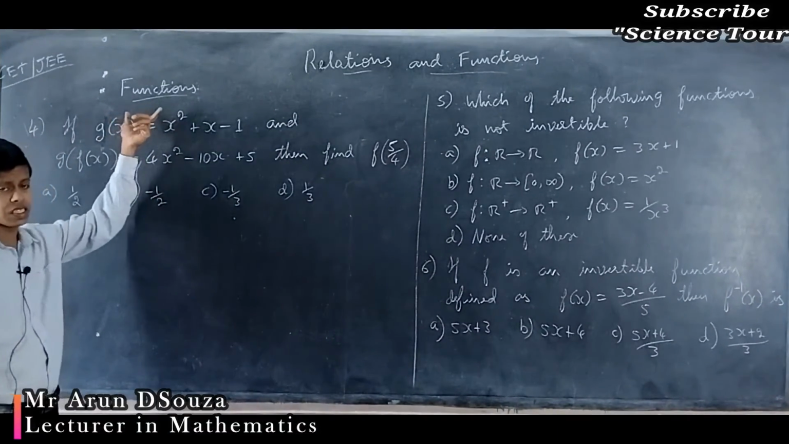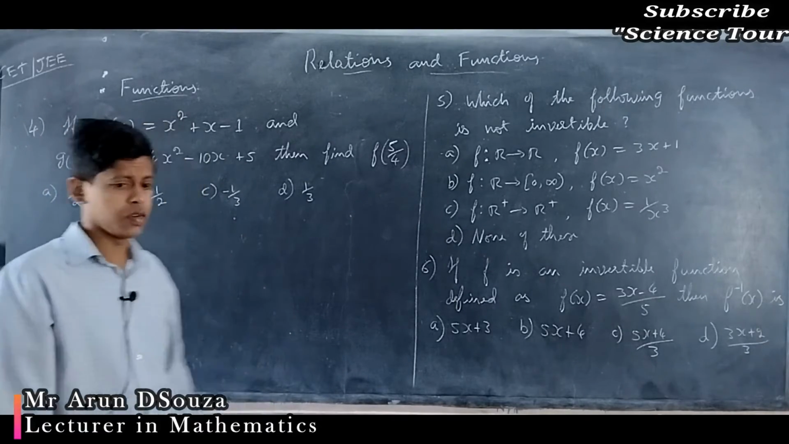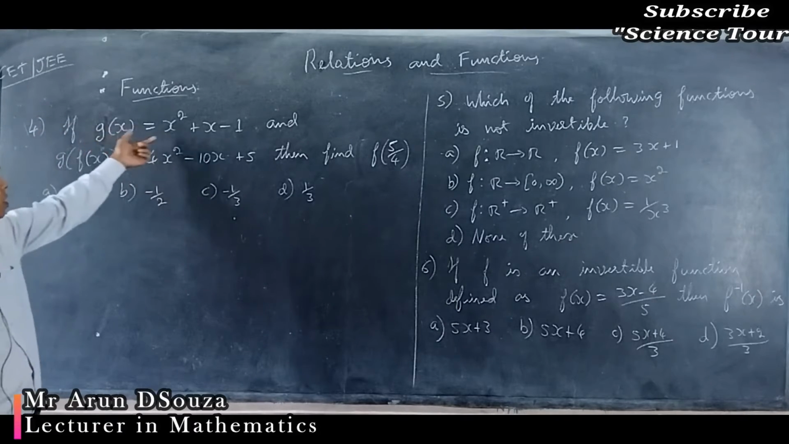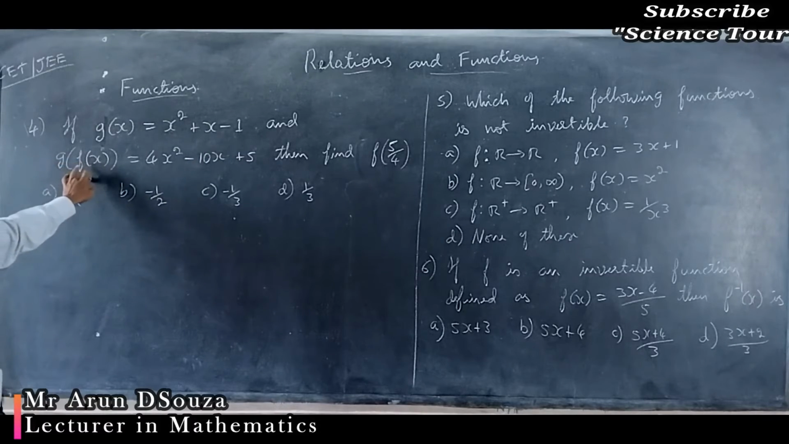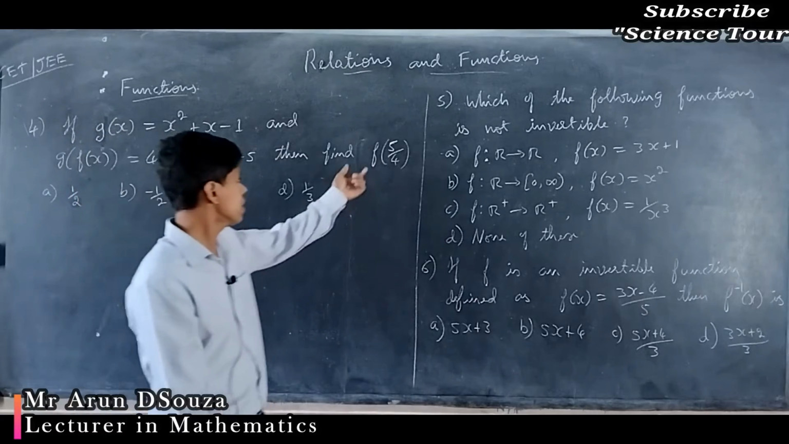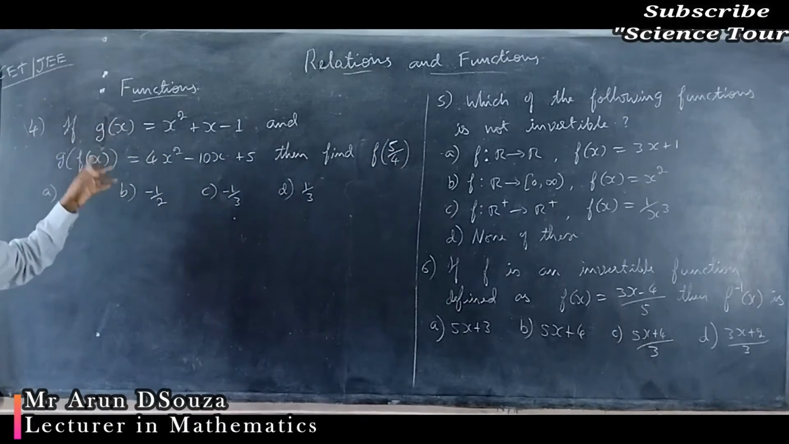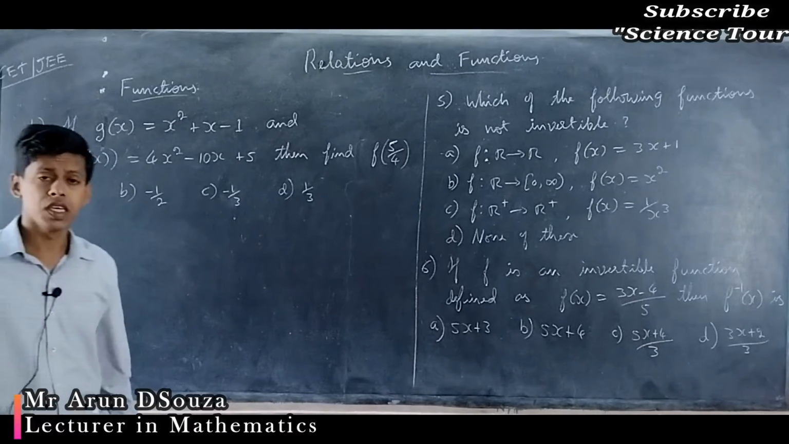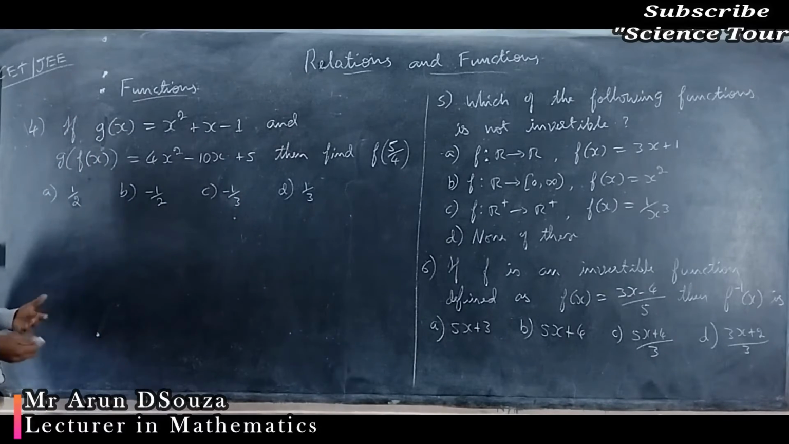We are solving the examples of composite and invertible functions, and we are in the fourth question. If g of x is equal to x square plus x minus 1 and g of f of x is equal to 4x square minus 10x plus 5, then find f of 5 by 4. See, f of 5 by 4 is not directly given, but it is implicitly given here in the composite function. We have to find that, and these are the options that are there.